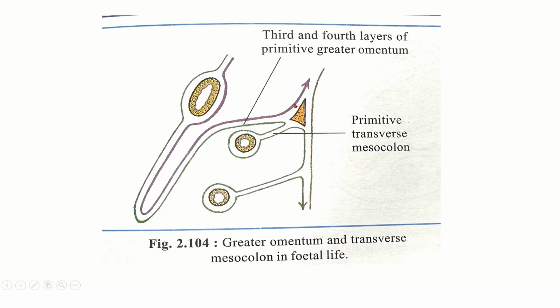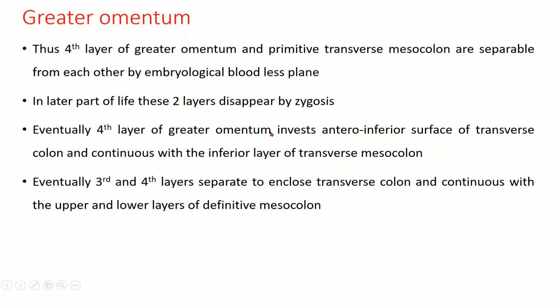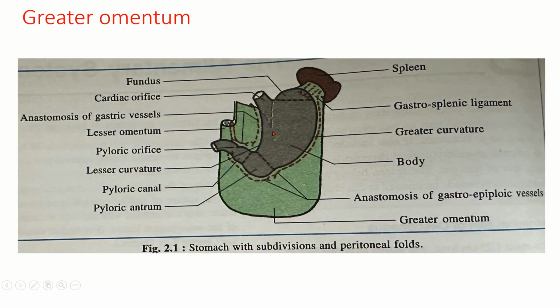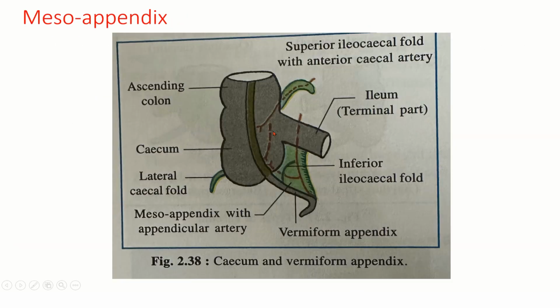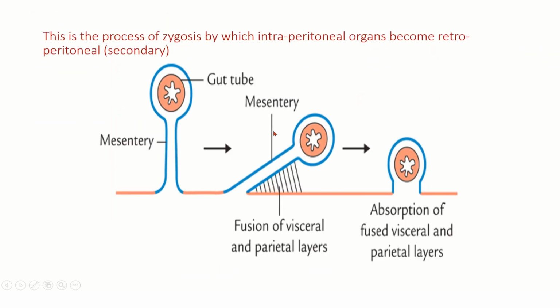So what is happening here? These two layers will disappear by a process called zygosis. I'll show you what is zygosis here. See here. This peritoneal fold and this peritoneal fold, when they come in contact, disappear by a process of zygosis and will be replaced by connective tissue. Okay. So what is happening here?